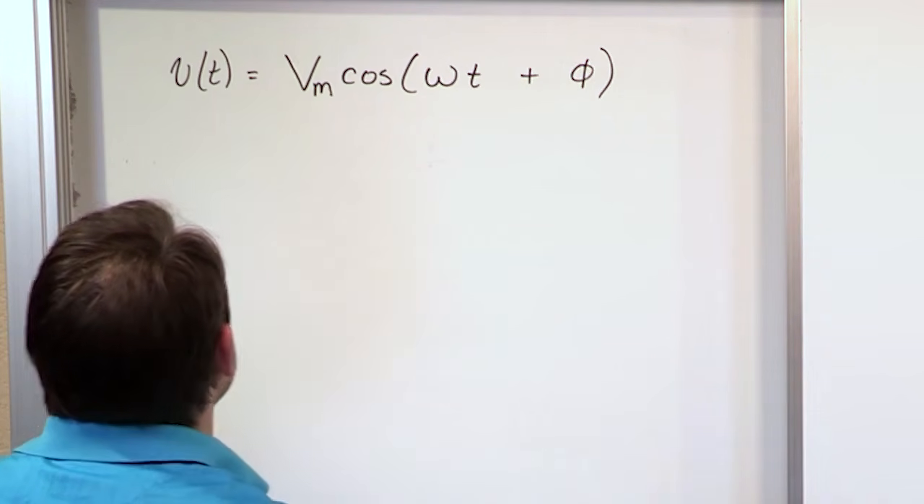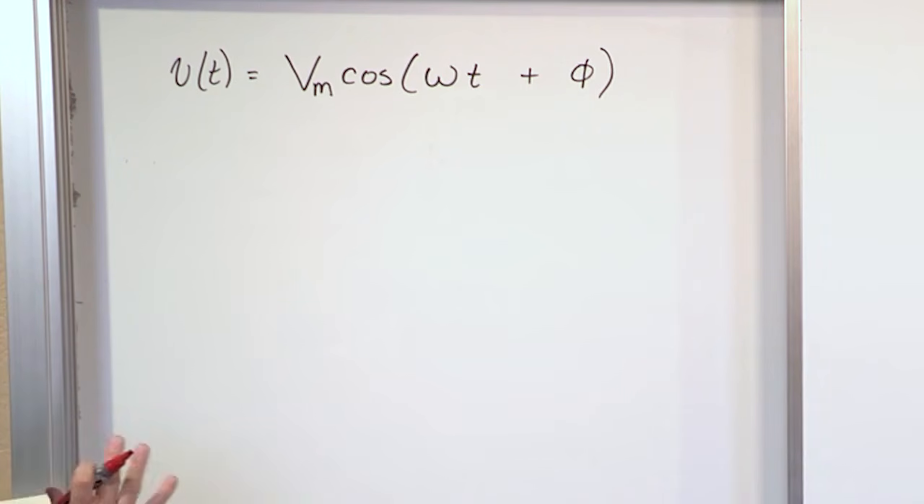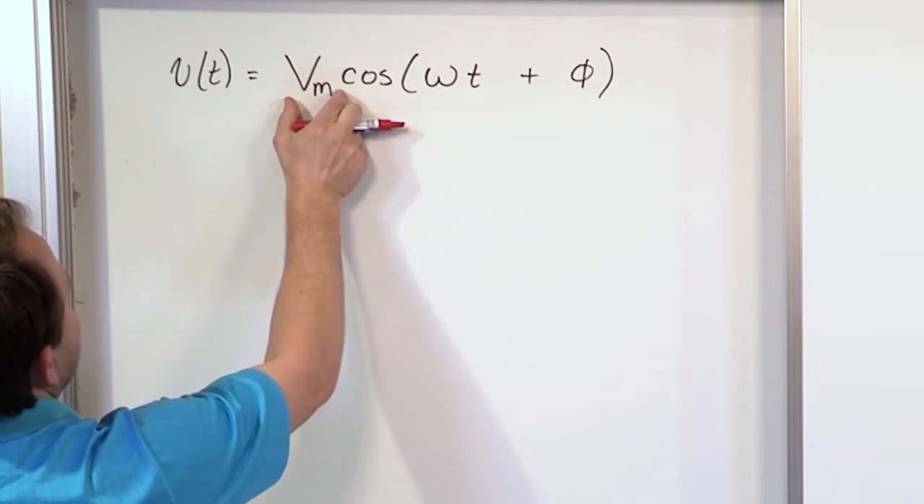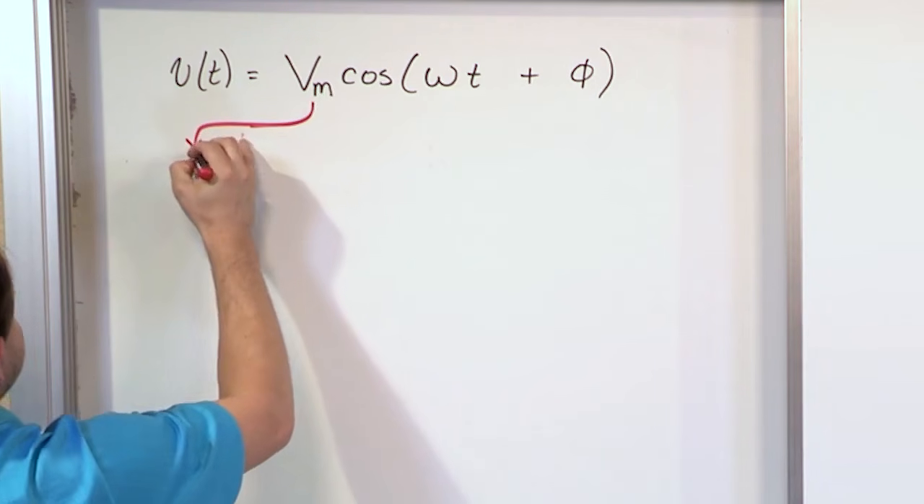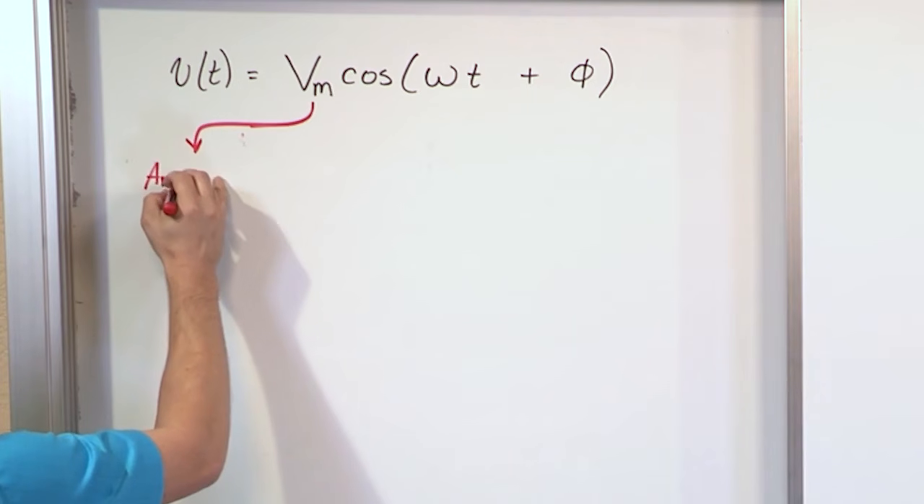So let's analyze this and see what the parts of this really look like, and see if we can make some sense of it. The number called Vm, V maximum, that sits out in front of the cosine is called the amplitude.